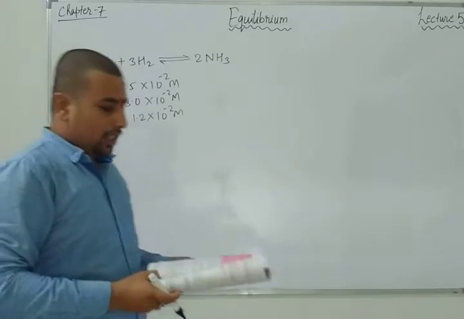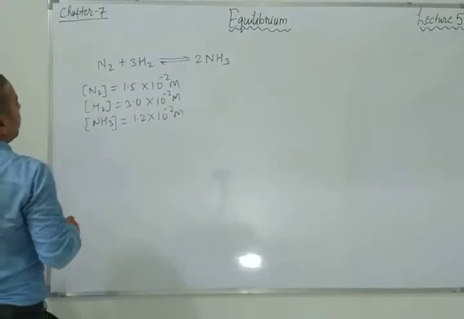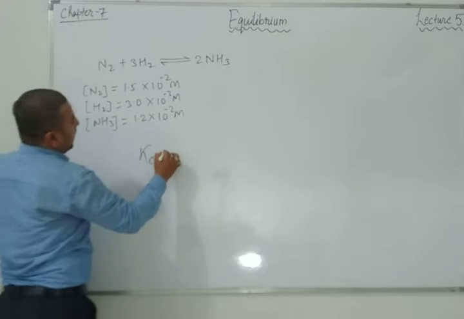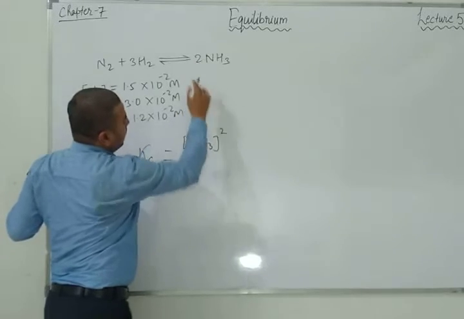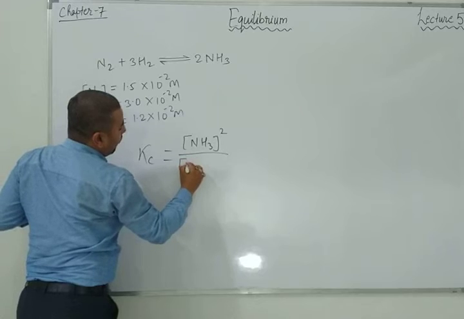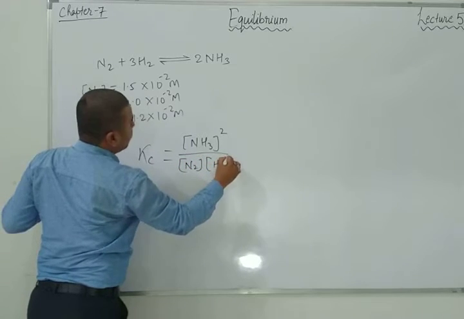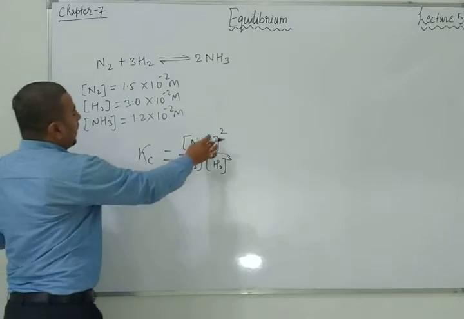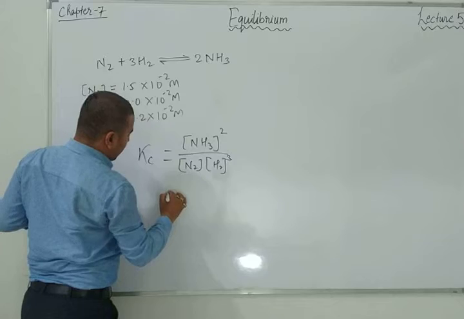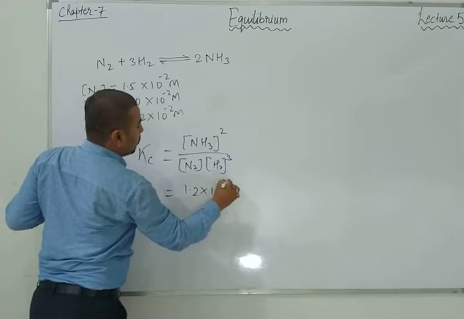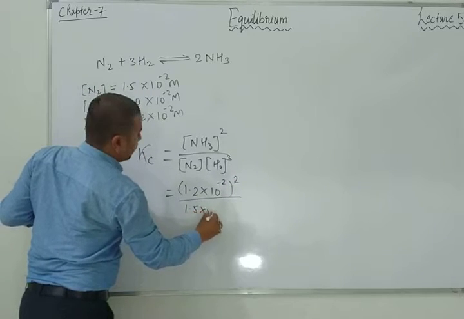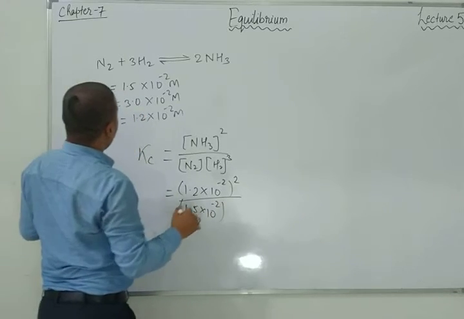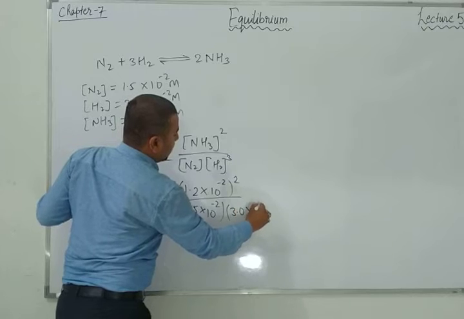You know very well how to calculate the concentrations. So can you tell me first of all what will be the value of Kc? Kc, the concentration constant, is equal to the concentration of product NH3 raised to 2, because it is 2 molecules. On the reactant side, the concentration of nitrogen and the concentration of hydrogen raised to 3, because hydrogen is 3 molecules. So Kc is 1.2 into 10 raised to minus 2, whole squared, upon 1.5 into 10 raised to minus 2, times 3.0 into 10 raised to minus 2, whole cubed.